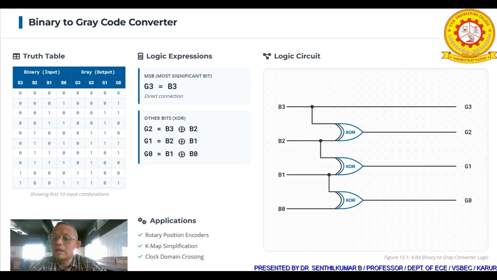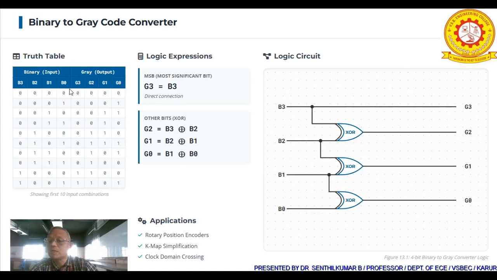Now come to binary to gray code. Here we are going to talk about the 4-bit code converter. According to the requirement, we can go with a 2-bit, 3-bit, or 4-bit converter, even 5 or 6-bit converters also. But in general understanding, we have a 4-bit code converter. So now, binary to gray.